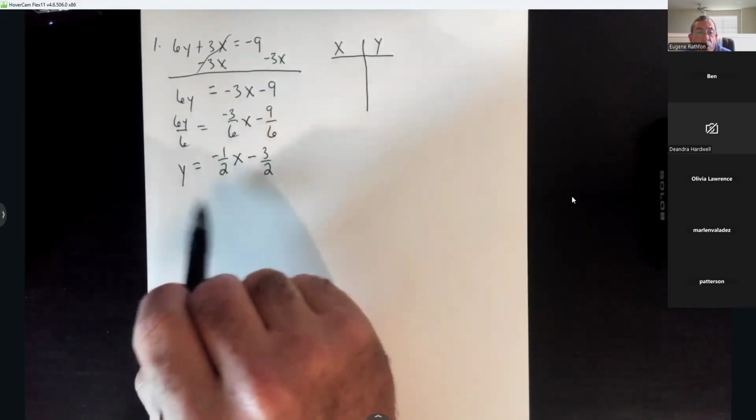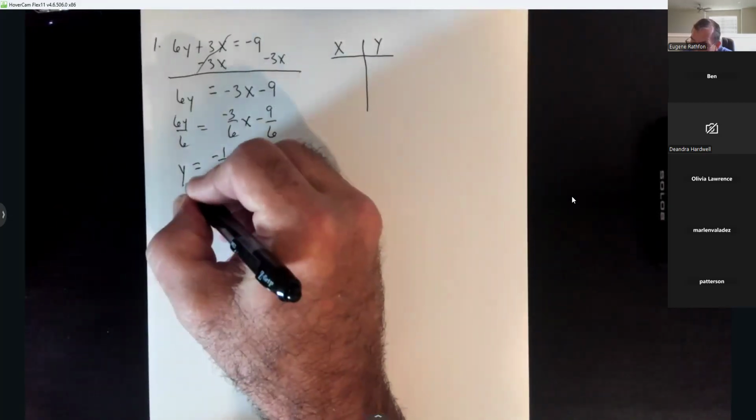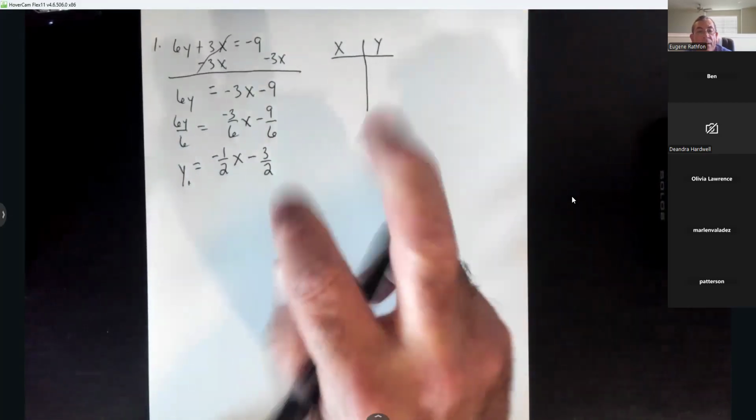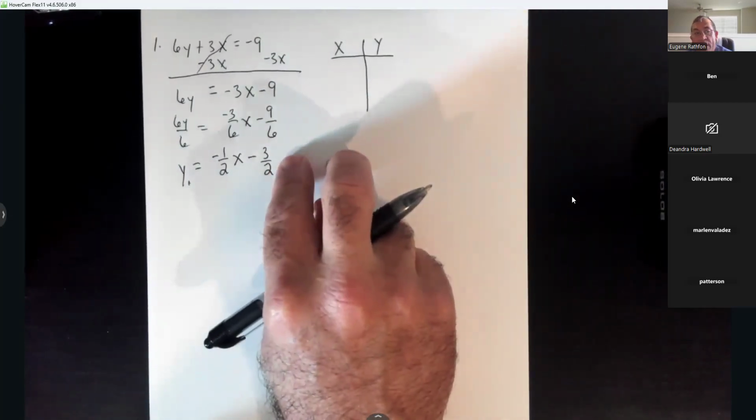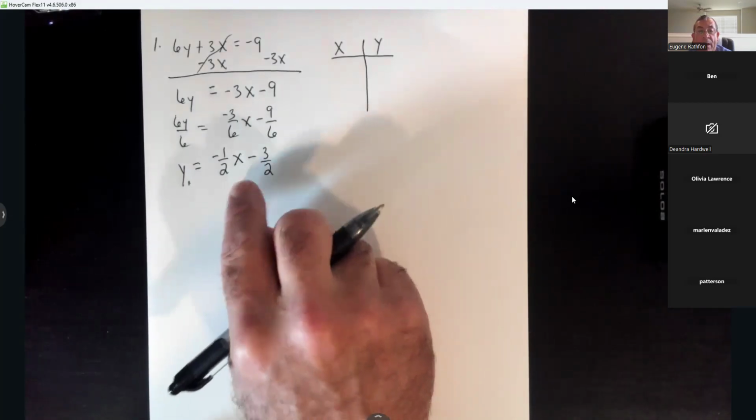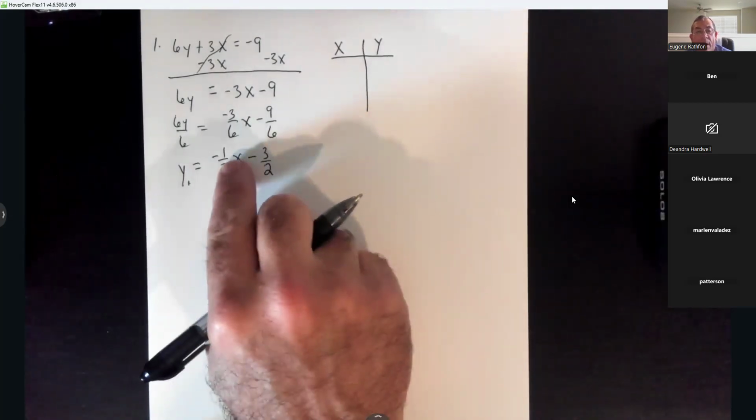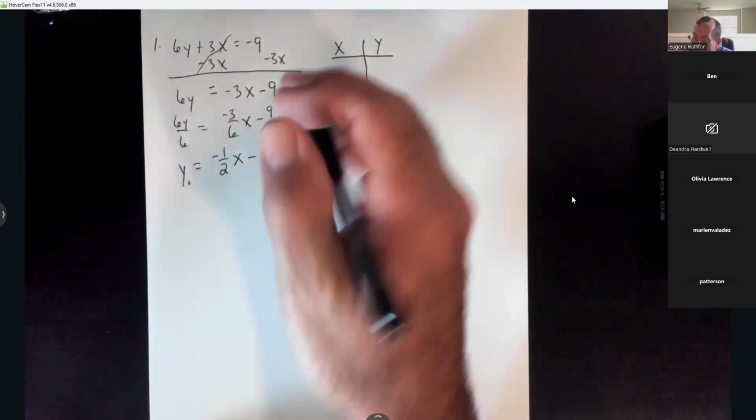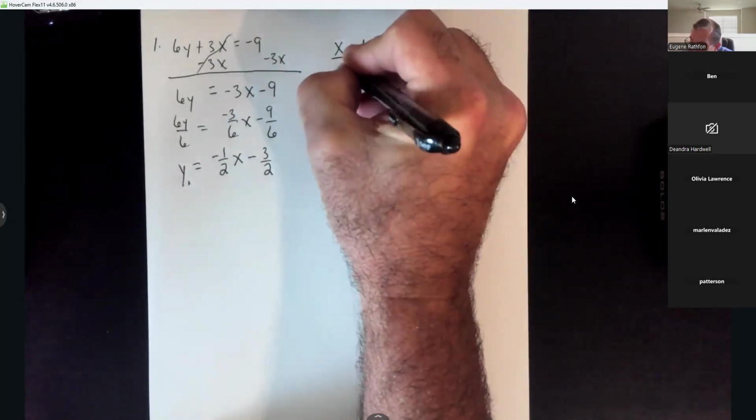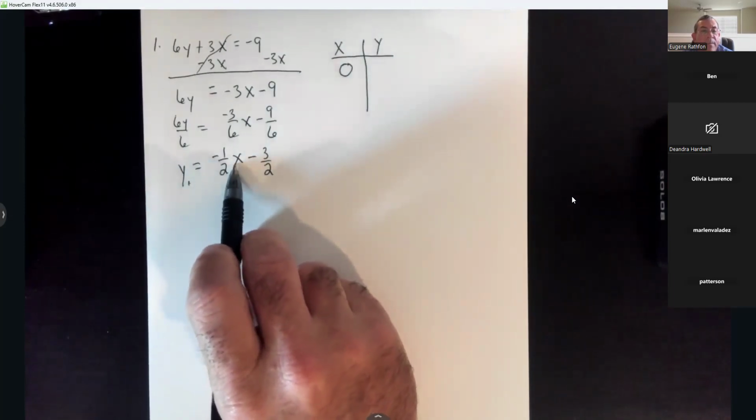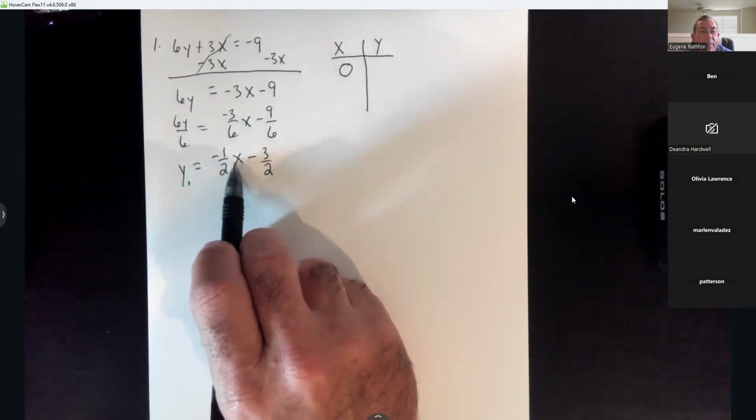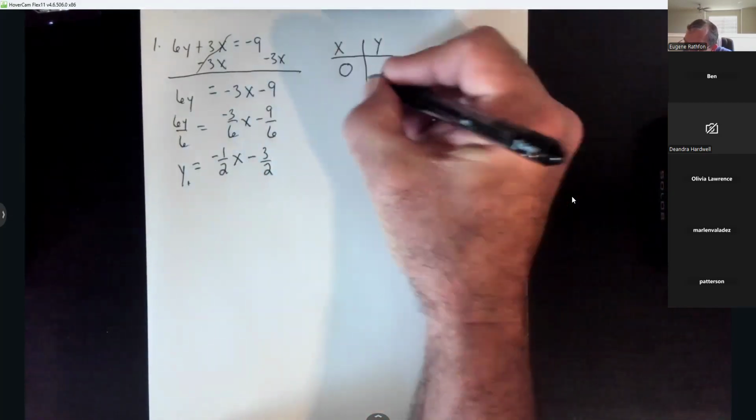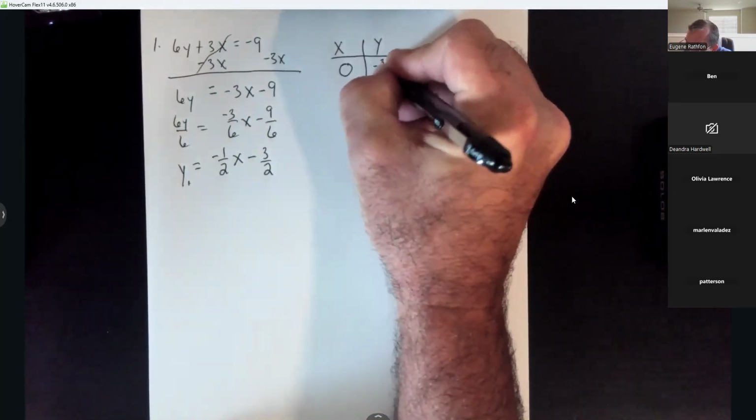So at this point, you could graph this on your calculator in y1. Go to y1 and graph this in your calculator. You can get 2 points that way to graph it. And by hand, plot 2 points that way. So I'm going to use 0 for my x first. So if x is 0, -1/2 times 0 is 0. And 0 minus 3/2 will give me a -3/2.